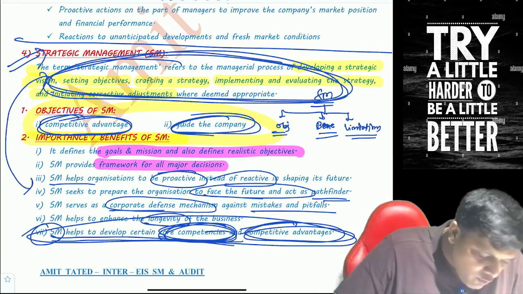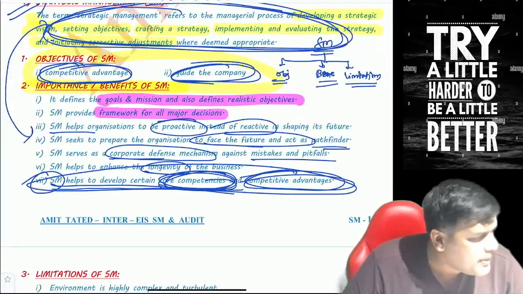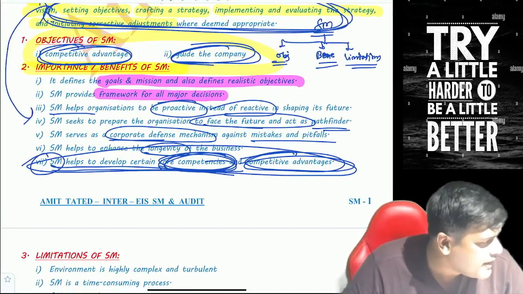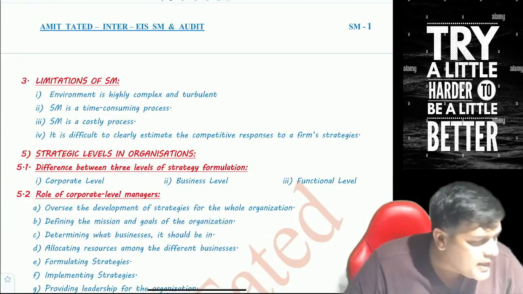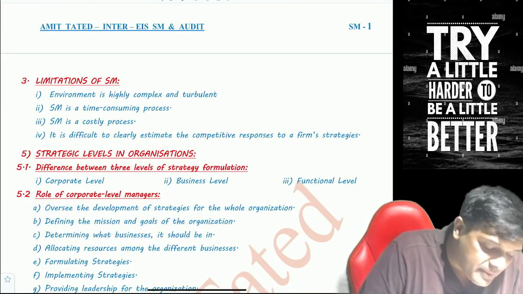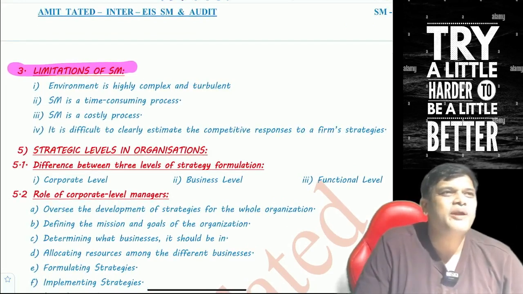So now, when we are discussing strategic management, the objectives of strategic management and the benefits of strategic management, these two points are to be taken care of differently. Now the last concept is the limitations of strategic management. What is the meaning of limitations of strategic management? If I am having strategic management, what are the limitations?